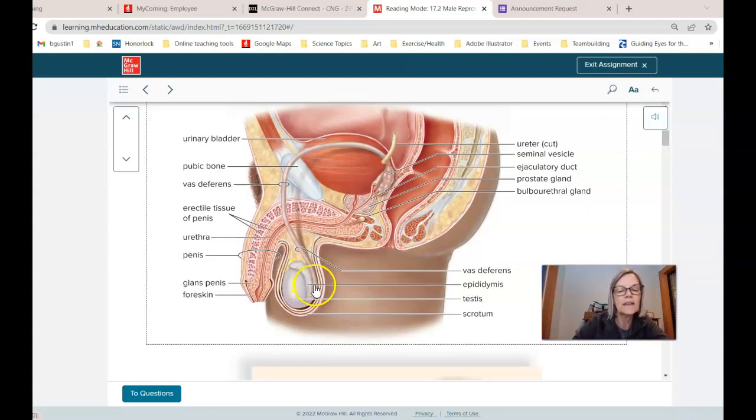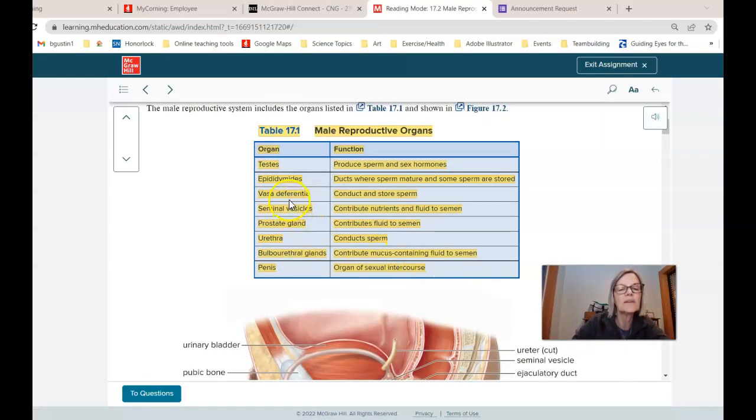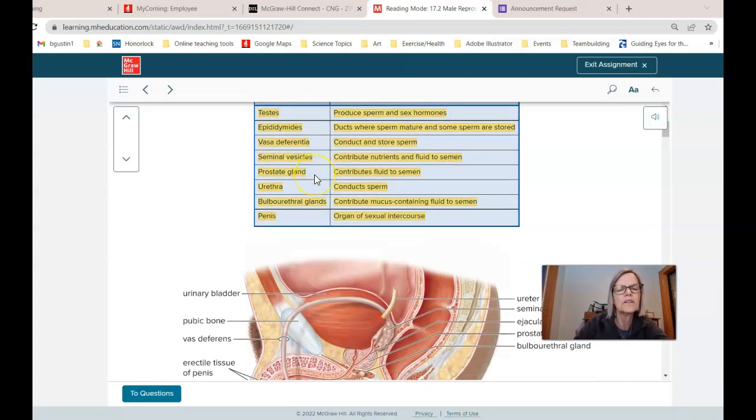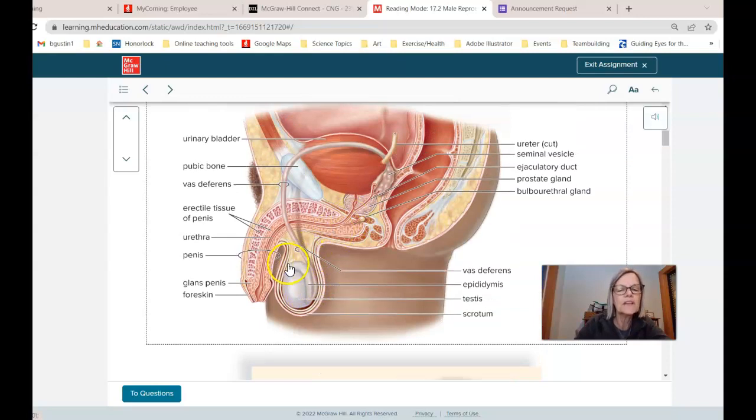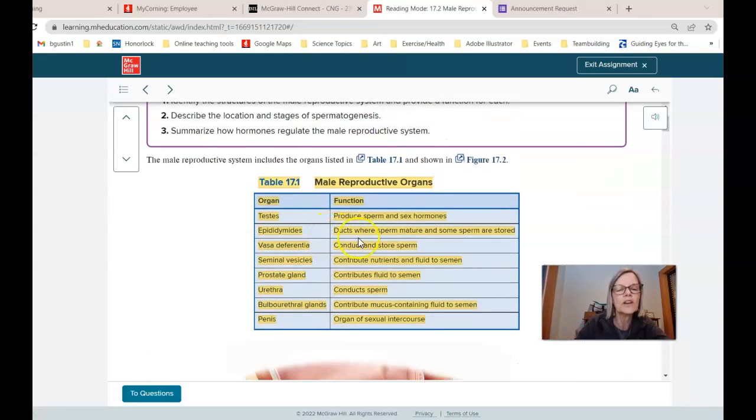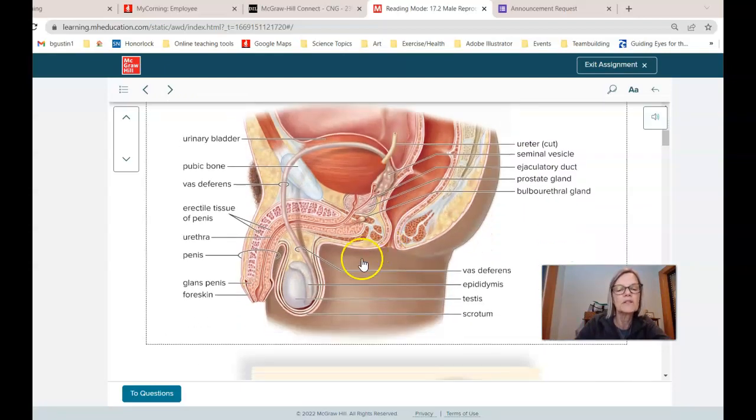So what's going to happen is the sperm are going to develop in the testes, and they're going to move into this region that's made of all these microscopic tubules all folded up, and this is called the epididymis. Now up here it says epididymides, and that's going to be plural. So an epididymis is one. So here's one epididymis on each of the two testes, and the epididymis is the structure where the sperm actually mature, and some of them are stored.